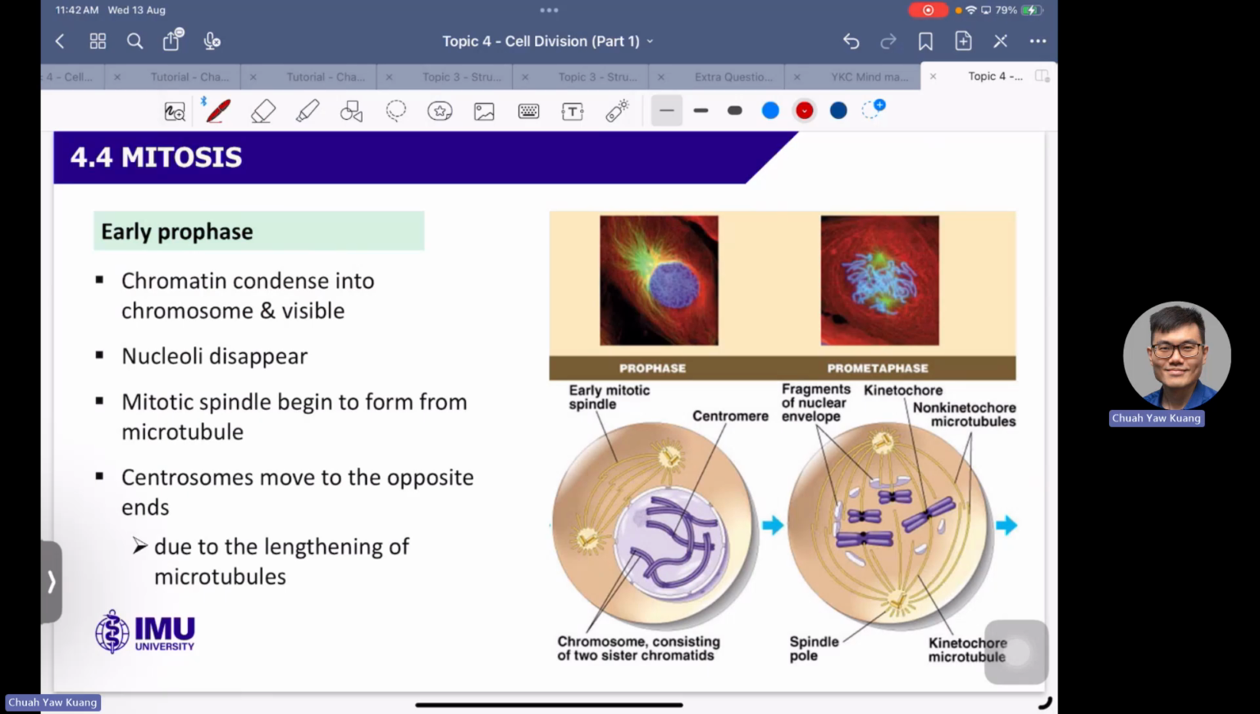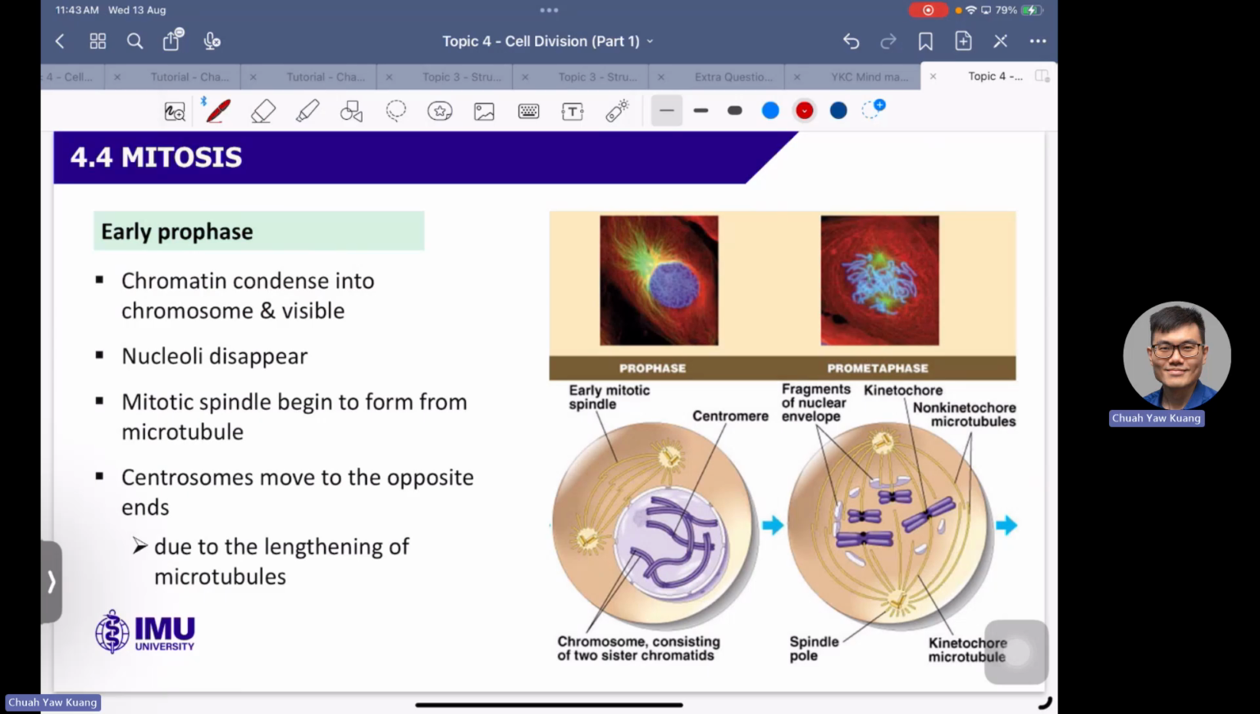Second, we talk about nucleus behavior. What happened here? The nuclear membrane will start to fragment. The nuclear membrane will break into fragments, or you can say start to fragment. Meaning that the nuclear membrane is still there. It's just that they fragment or they become pieces.